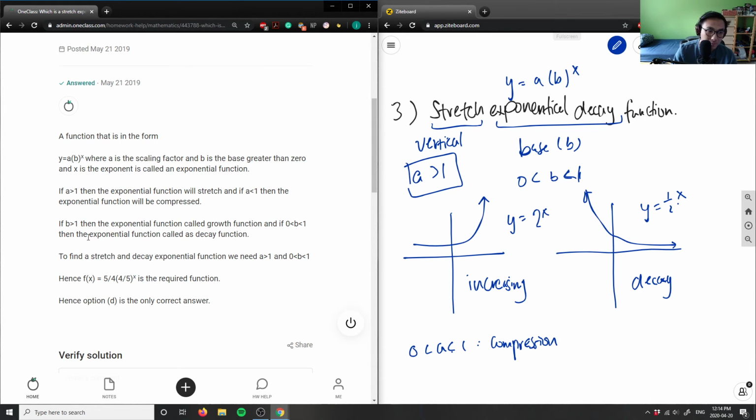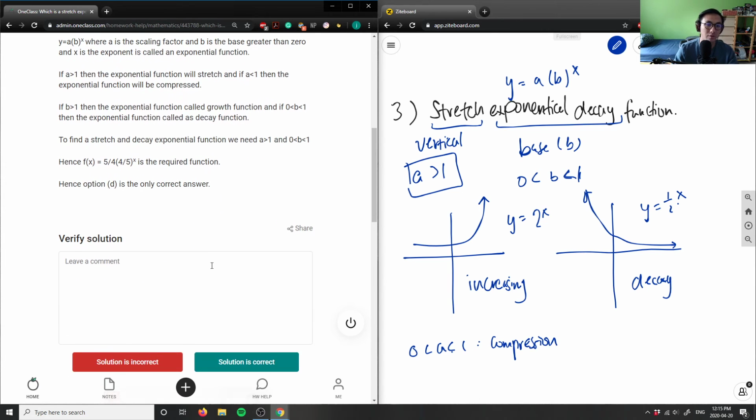If B is greater than 1 and it's exponential, good. It's called growth, that's good. That's another word for increasing function. If it's between 0 and 1, it's the decay function, that's good. To find a stretch and decay function, we need A greater than 1 and B between 0 and 1, hence D is the correct answer. Good. This is a great solution and analysis. I'm just going to correct their if statement here.